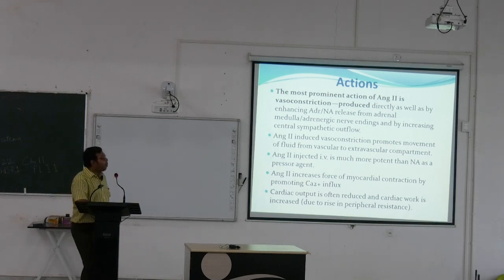It increases the force of myocardial contraction by promoting calcium influx. That is, more calcium enters within the sarcolemmal membrane, which ultimately leads to more force of myocardial contraction. Cardiac output is often reduced and cardiac work is increased. Cardiac work, that is the work of the heart, is increased, and when it continues, the cardiac output, the amount delivered to different tissues, will decrease, because the preload gradually decreases and the afterload gradually increases, ultimately due to the rise in peripheral resistance, that is the afterload.